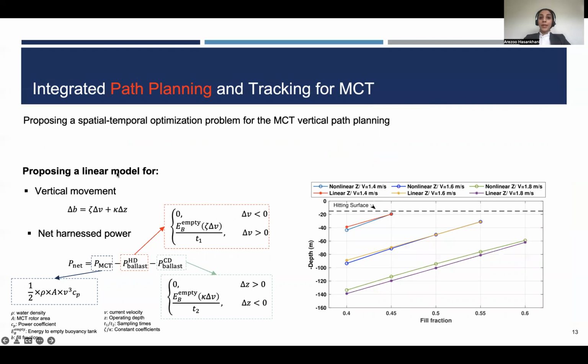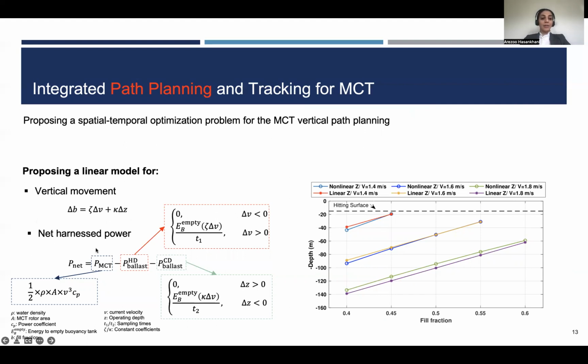We want to approximate a linear model for the harvested power from the system to avoid computational complexity. We're using the dynamic modeling of the system. So we approximate the linear model for the vertical movement and net harvested power from the system in the path planning using a similar policy. The vertical movement is modeled with changes in the buoyancy fractions, where the changes in the buoyancy fractions are modeled with the changes in the ocean current velocity or any changes in the operating depths.